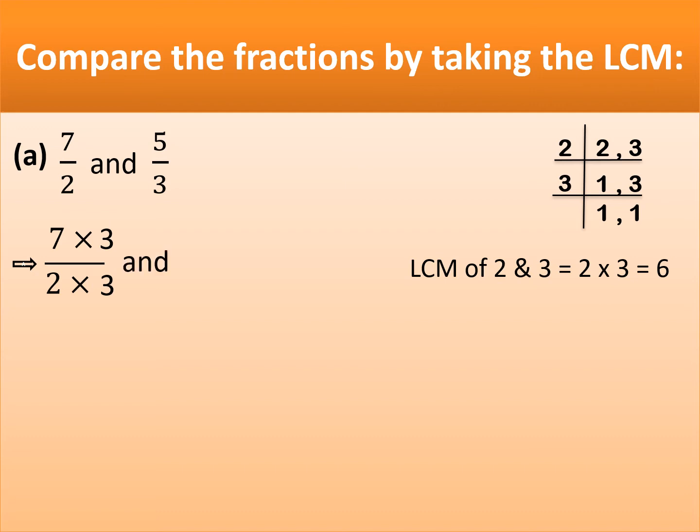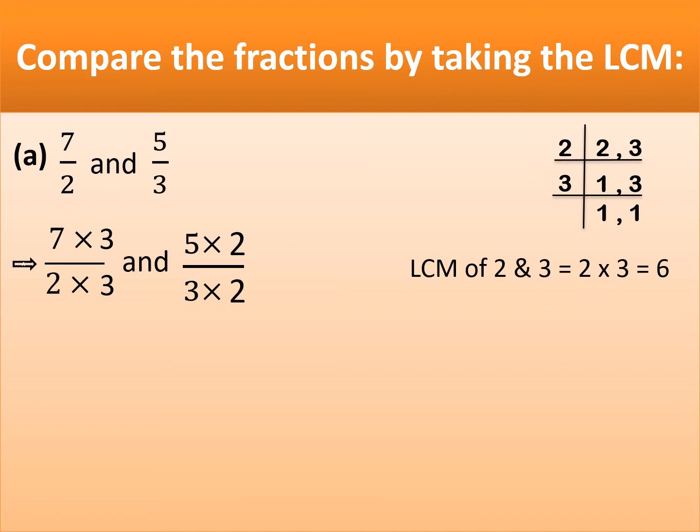The other fraction is 5 upon 3 and we want 6 at the place of denominator. So if we multiply 3, by which digit we get 6? Yes, 2, because 3 multiplied by 2 is equal to 6. So we multiply numerator and denominator by the same number 2.